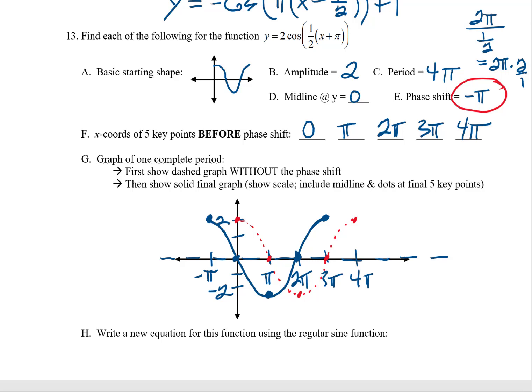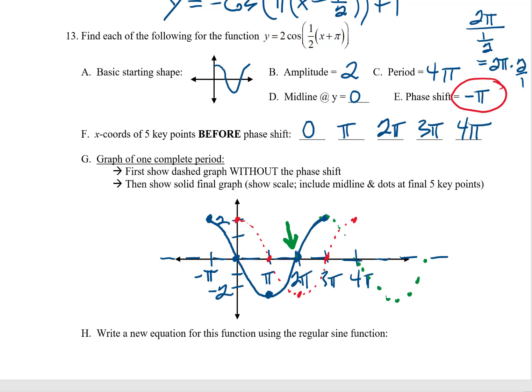And then finally, we want to write an equation for this function using regular sine. So I'll need to find the regular sine shape somewhere in this blue picture. Regular sine is the hill and the valley, so I'm thinking if I started here and I kept going, I'm going to get that hill and valley, which means to use regular sine, I'm going to need to do a shift of 2 pi to the right.